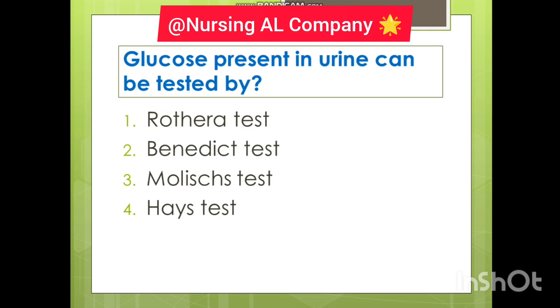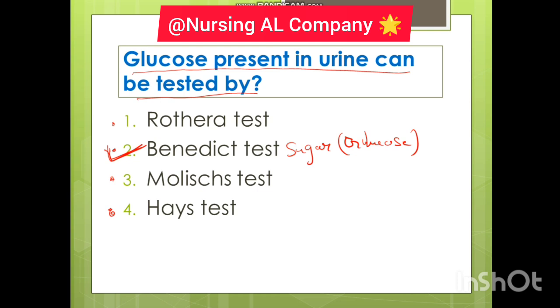Glucose present in the urine can be tested by which? Is it Rothera, Benedict, Molish, or Hayes test? The right answer is the Benedict test. Benedict test is used to test for sugar, that is the glucose. We call it the glucose test.